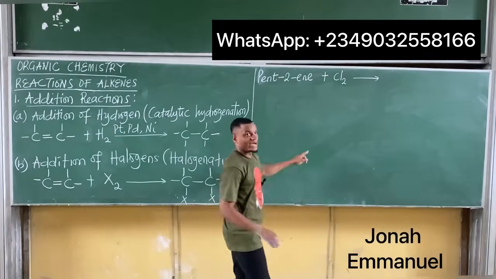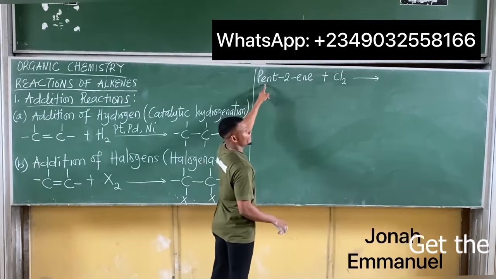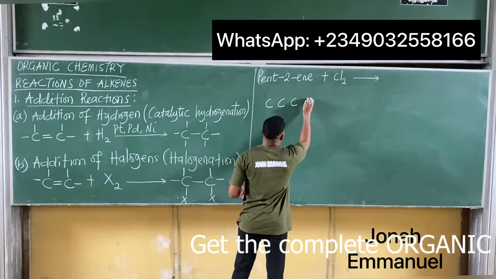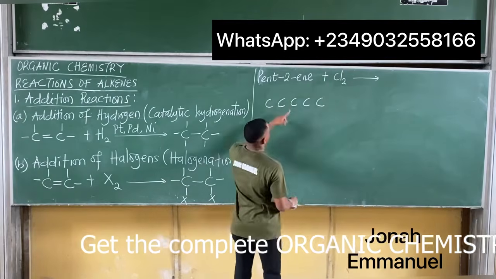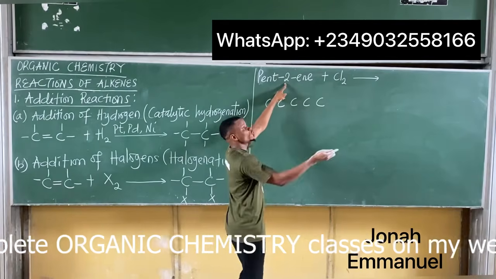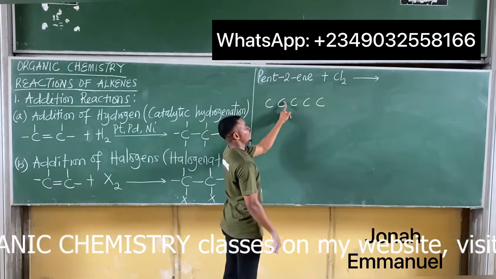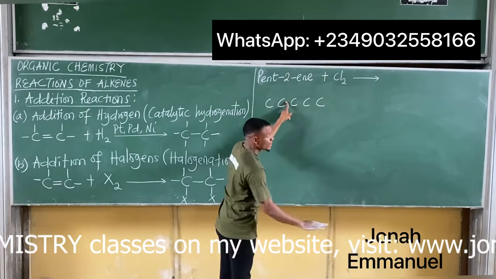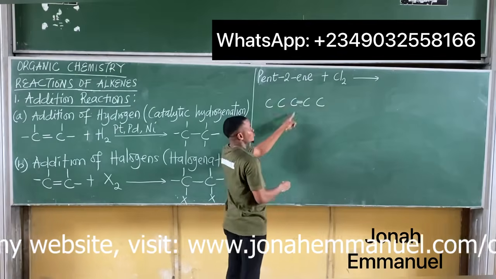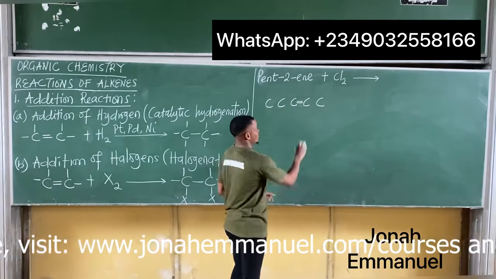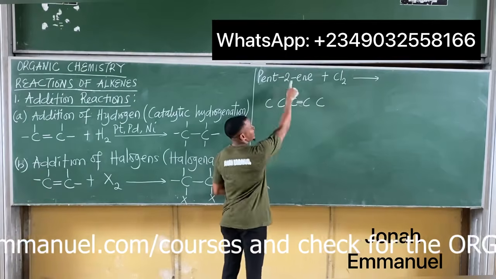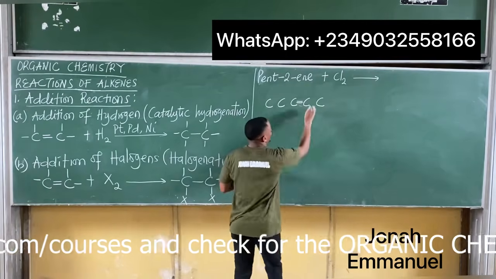Let me do mine. The idea will be pent-2-ene. Pent means 5 carbons, so 1, 2, 3, 4, 5. For the 2, it means the double bond is at carbon 2. If you choose to number from either side, you are correct. Carbon 2 bears the double bond.